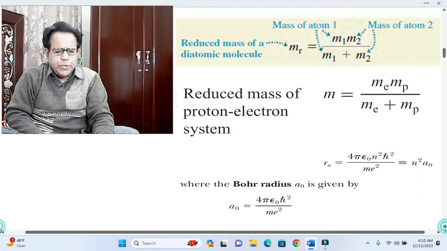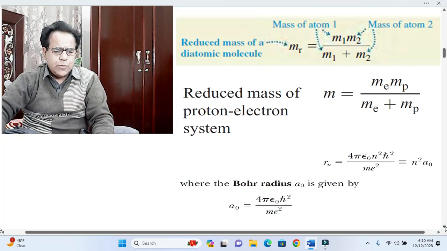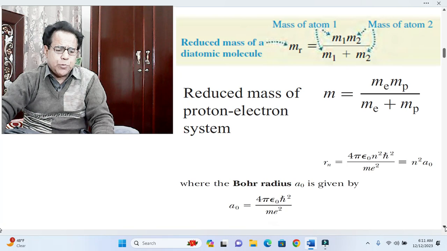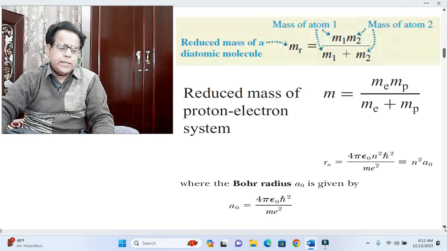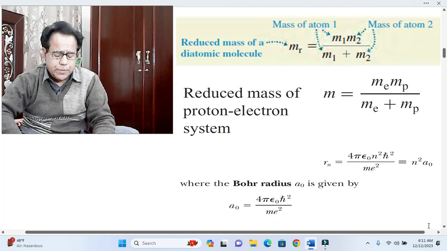Reduced mass of a diatomic molecule, m_r, is equal to m1 m2 over m1 plus m2, where m1 is the mass of atom number 1 while m2 is the mass of atom number 2. Next, this is the alternate version of the above snapshot. A slightly different wording has been applied here because this snapshot has been chosen from some other book.